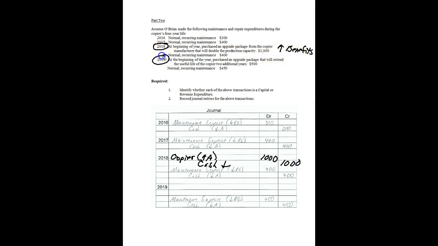And then the other one happened at the beginning of 2019. We purchased an upgrade package. It's going to extend the life. Instead of 4 years, we'll use it now another 2 years. So again, it's extending the life. It's extending the benefits that we're going to receive from the copy machine. If you extend the life, you're going to get more benefit out of this piece of equipment. So here again, we capitalize that by debiting the asset account. Cash will go down.